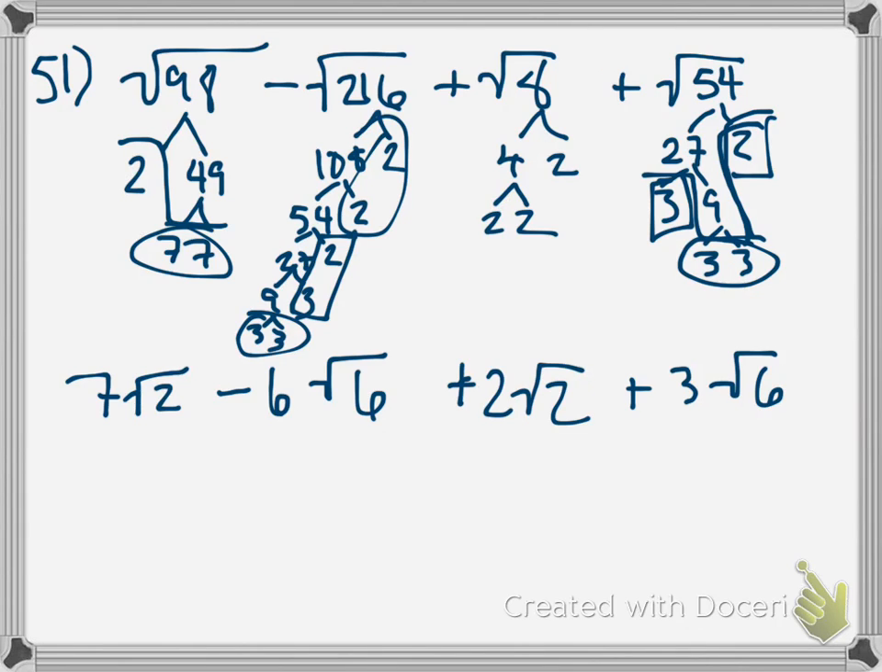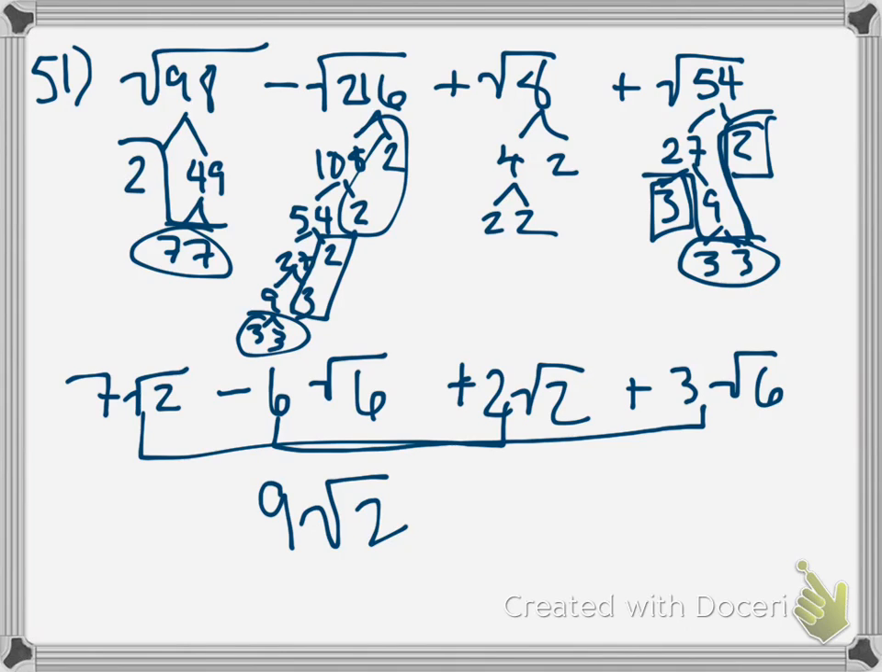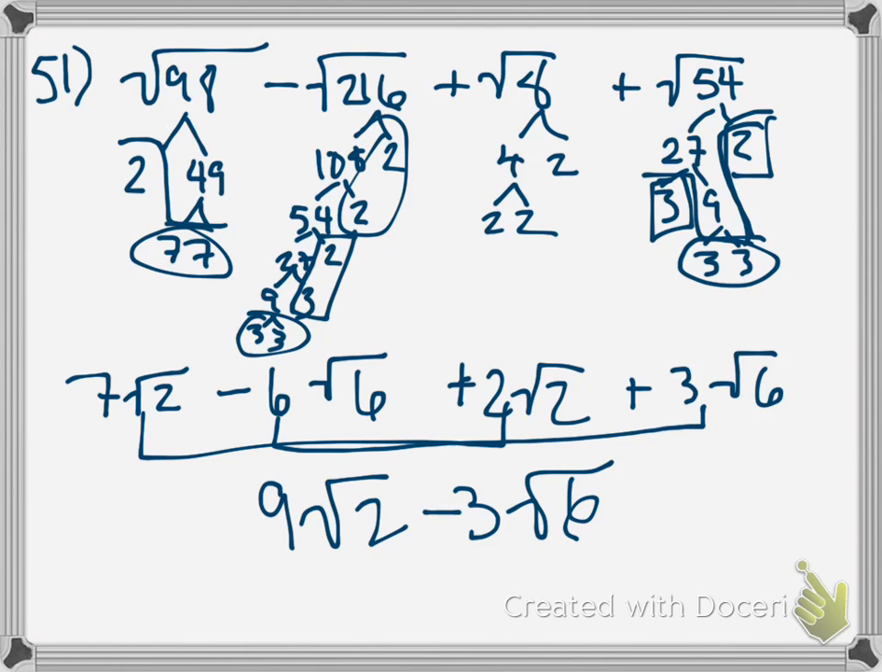So now I can say what's 7 plus 2, which is 9, square root of 2. And what's negative 6 plus 3, which would be negative 3 square root of 6. And that's my answer.